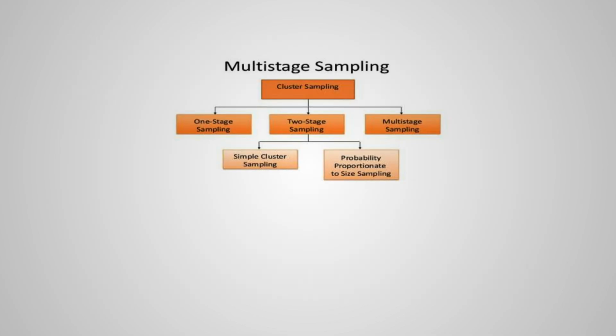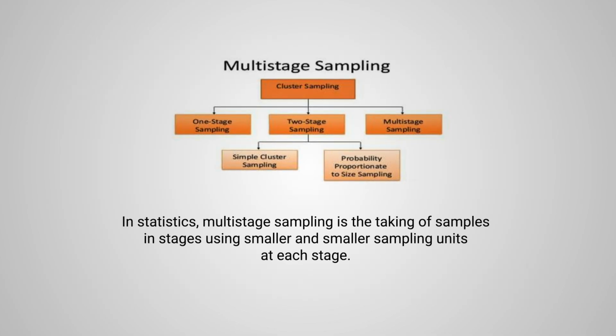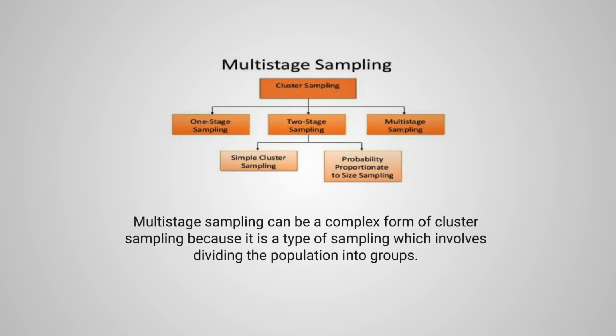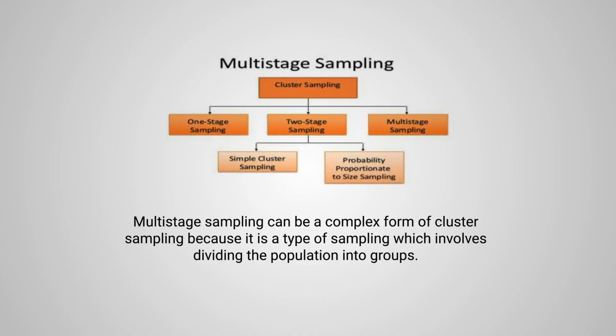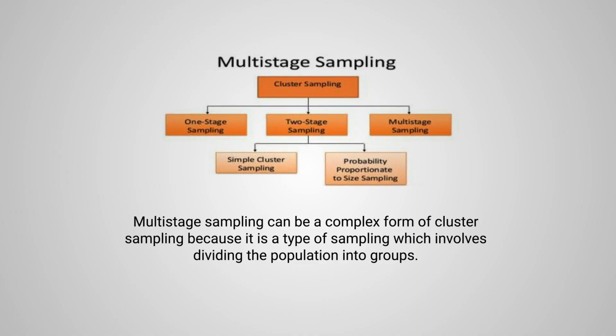Now this multi-stage sampling which I was talking about is part of cluster sampling. We have observed one stage sampling, two stage sampling, and multi-stage sampling. It can be called area sampling also. In statistics, multi-stage sampling is taking samples in stages, using smaller and smaller groups at each stage. Multi-stage sampling can be more complex than cluster sampling because it involves dividing the population into groups. So in the first stage you can do certain things, and then the second stage is there, then the third stage is there.